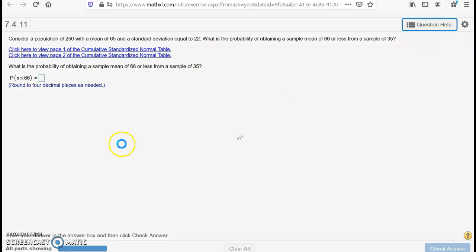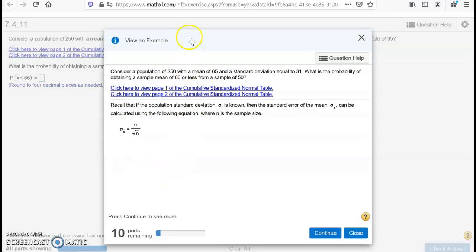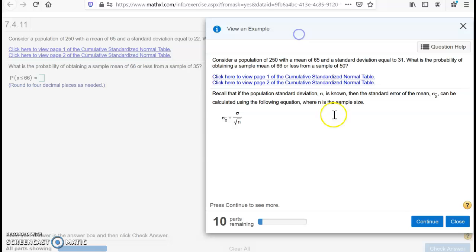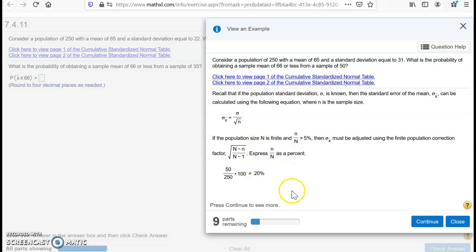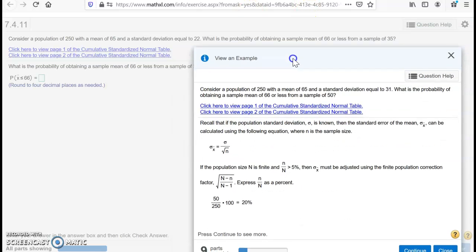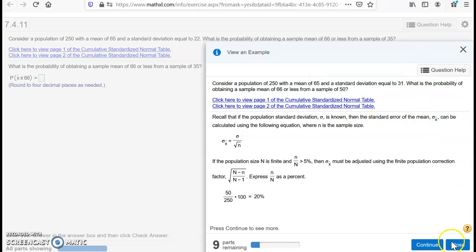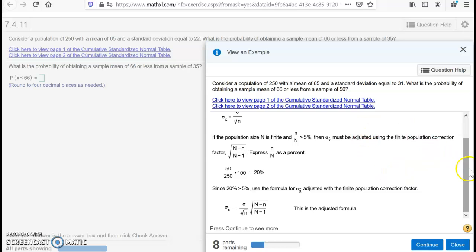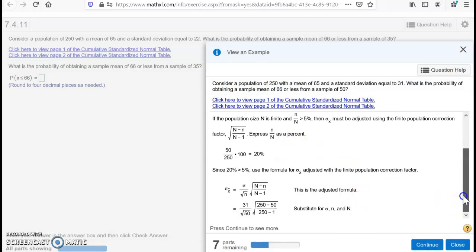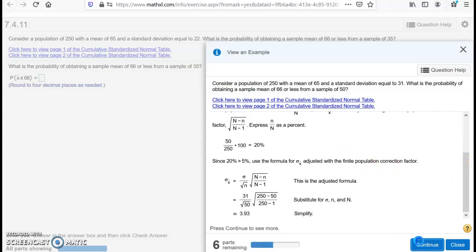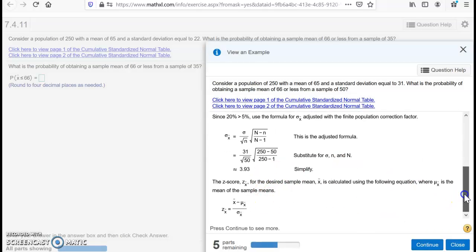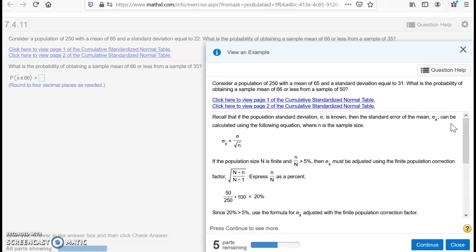And the way that I try to approach these homework problems is to look at the example and see if they're wanting you to use technology or not. A good way to see that is in the view an example. For this particular problem, it looks like you're going to be calculating it by hand, but it's good to see what they want you to round to also.